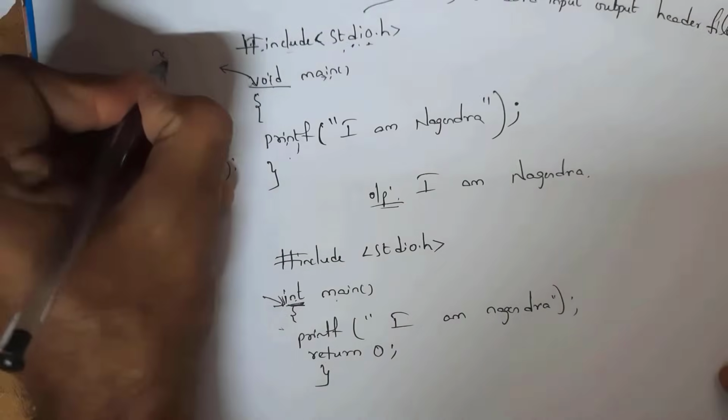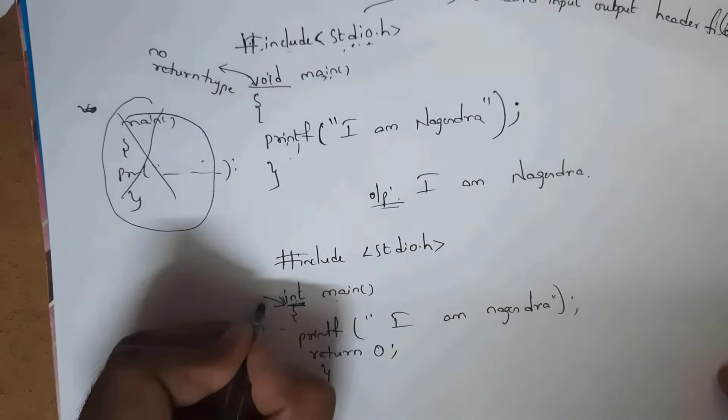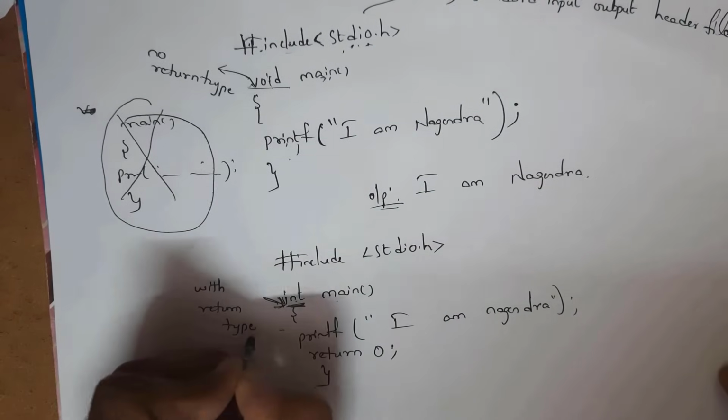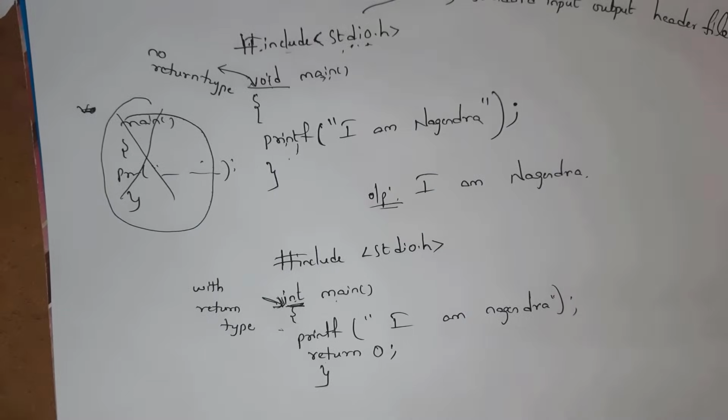This is with no return type. Void main has no return type. Int main is with return type. In the exam they may ask the difference between void main and int main.